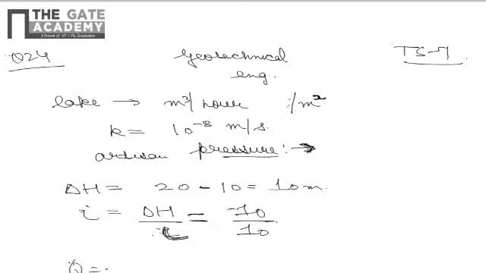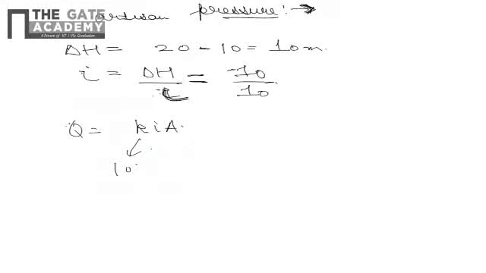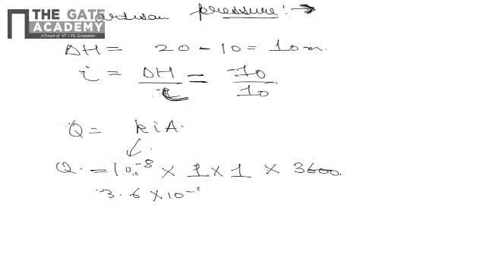Now we know that Q is given by K into I into A. K is given as 10 into 10 to the power minus 8. I comes out as 1. Unit area is asked, and the answer is asked in meter cube per hour. So we have to change this meter per second into meter cube per hour just by multiplying it by 3600. So Q comes out as 3.6 into 10 to the power minus 5 meter cube per hour per meter square.